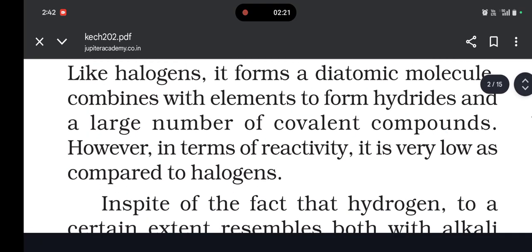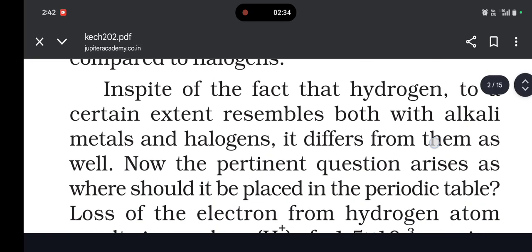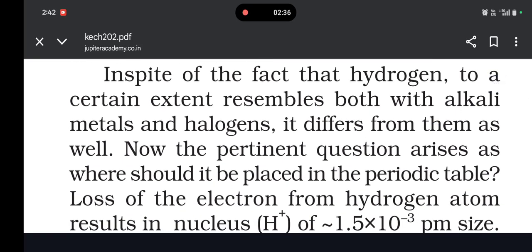Like halogens, it forms a diatomic molecule, combines with elements to form hydrides and a large number of covalent compounds. However, in terms of reactivity, it is very low as compared to halogens. In spite of the fact that hydrogen to a certain extent resembles both alkali metals and halogens, it differs from them as well. Now the pertinent question arises: where should it be placed in the periodic table?